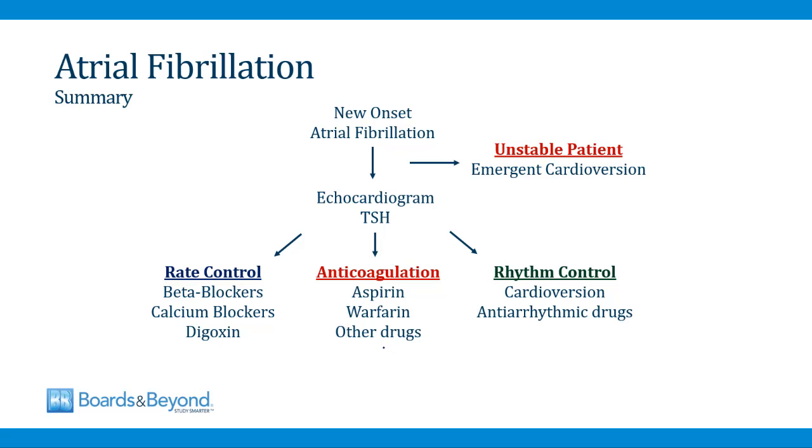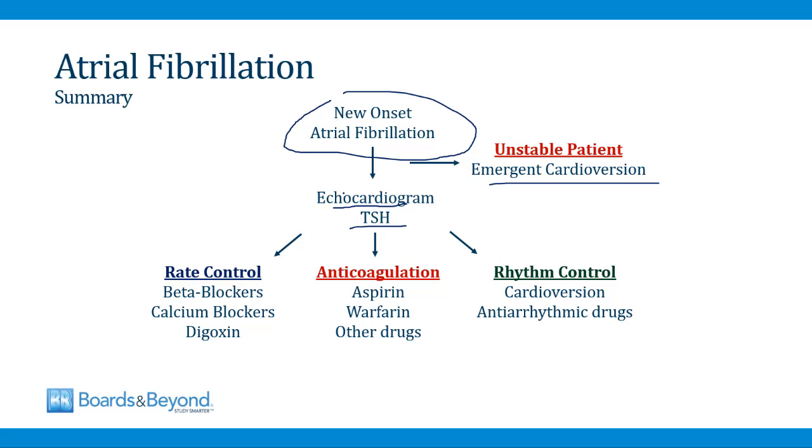If you understand everything on this slide, you can answer just about any question on AFib. So if a patient has new onset atrial fibrillation, the first thing to know is that if they are unstable, they need an emergent cardioversion. If the patient is stable, the two important tests are an echocardiogram to rule out structural heart disease and valve disease, and a TSH measurement to screen for thyroid disease.